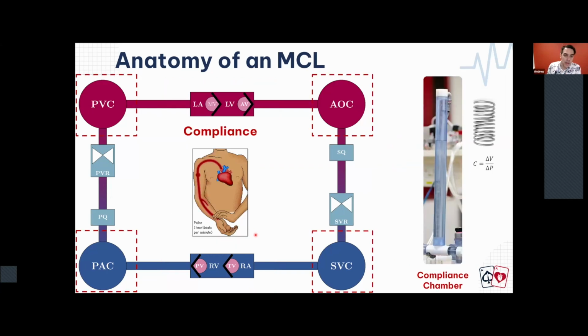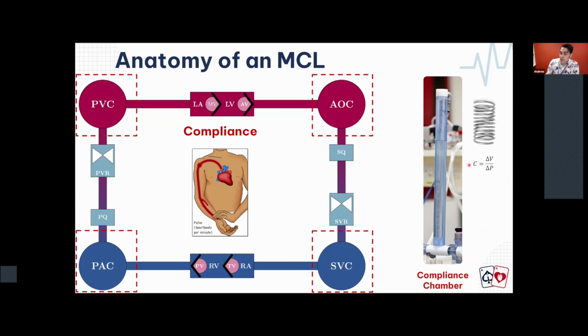The other thing that we talk about in terms of mock loop properties is compliance. Compliance is really the stretchiness of the vessels. When your heart ejects the fluid, the blood flow travels as a pulse wave down your vessels, out of the aorta and all the way down to the capillary beds. So the blood comes out, the vessel actually stretches due to the change in pressure, and then it sort of springs back, and that helps to propel that pulse down the arm.